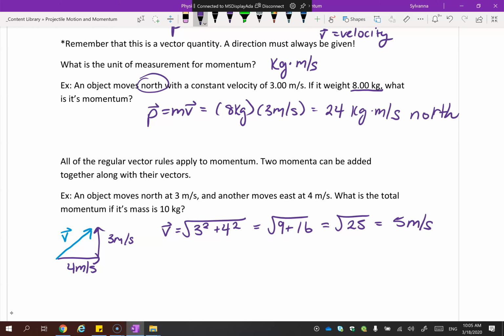This is a vector, so we do need to find the direction. This is the angle we're looking for in here. So theta is tan inverse of opposite over adjacent. Our opposite is 3 meters per second over 4 meters per second, which is 36.9 degrees.